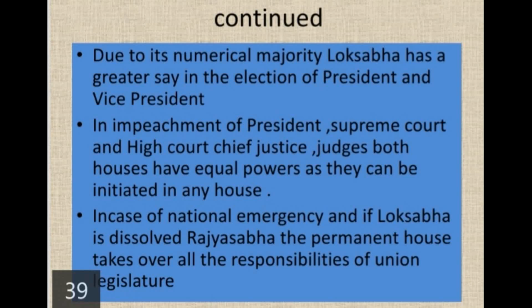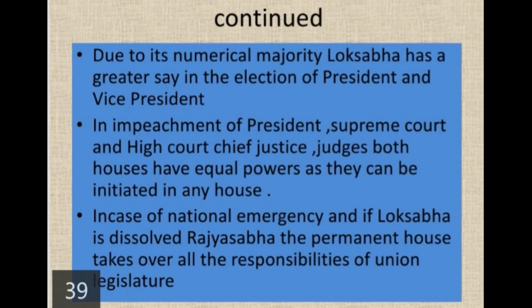That means in the impeachment of the president, as we have already seen, you can go through that slide again, it initially starts in any of the houses, later it goes to a house where a 2/3 resolution has to be passed, later the other house will turn into an investigation house. Here both houses have equal power in removal of the president. The same thing is applicable to the Supreme Court and High Court Chief Justice and judges. Hence there is a very close relation in this impeachment and removal process of the President, Supreme Court and High Court Chief Justice and judges. And in case of a national emergency, this is a very peculiar case, please listen carefully.